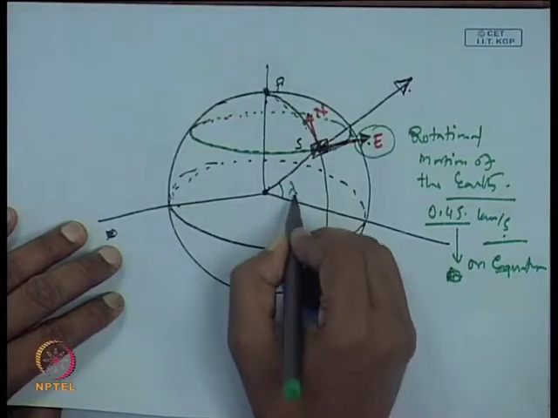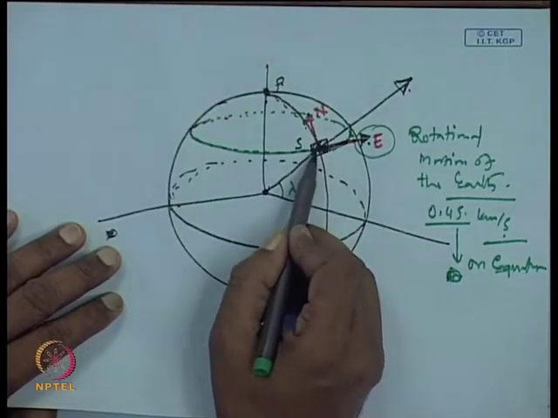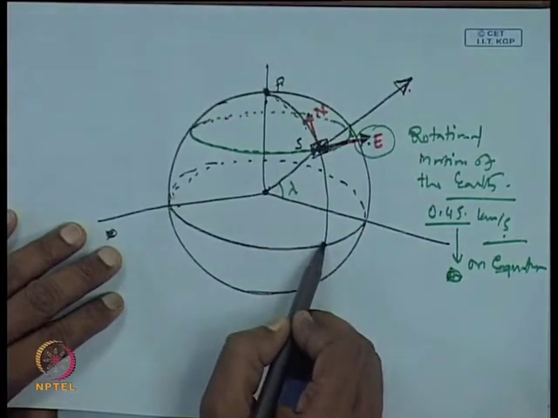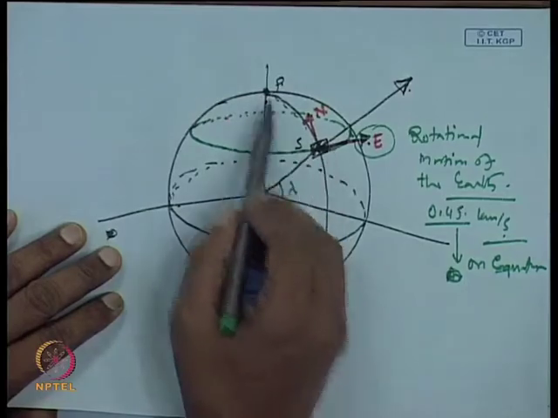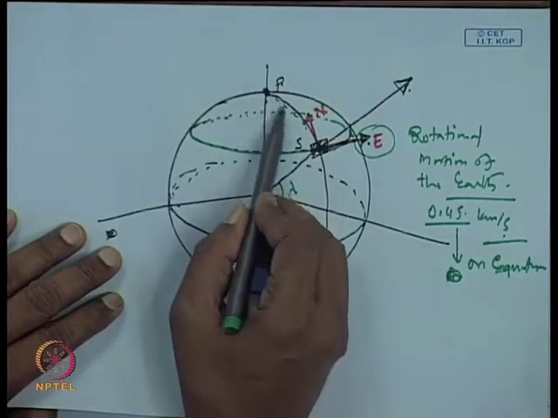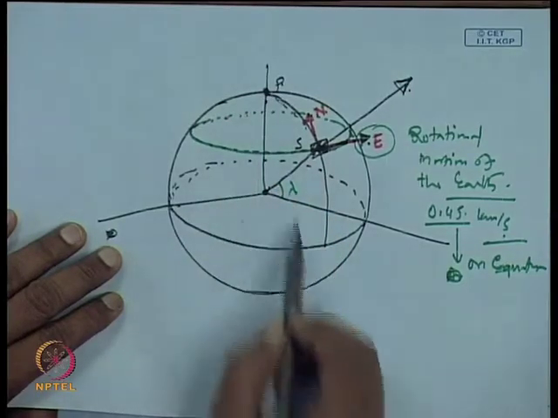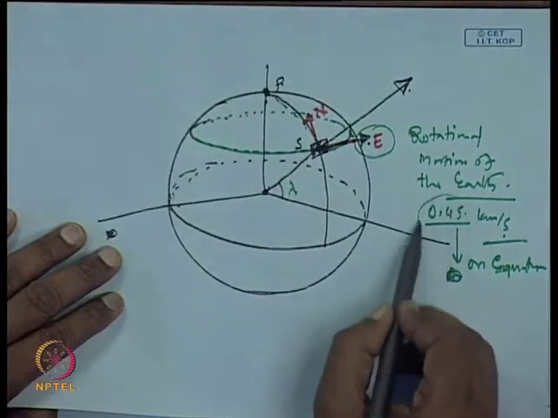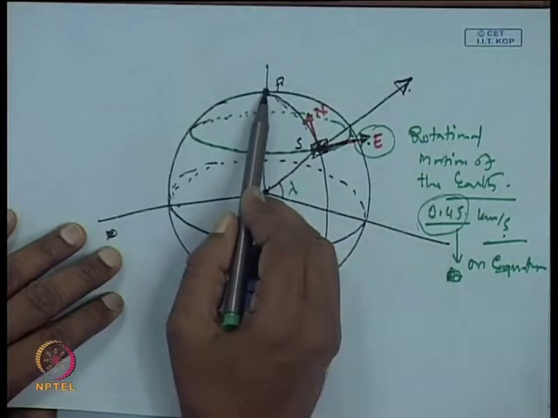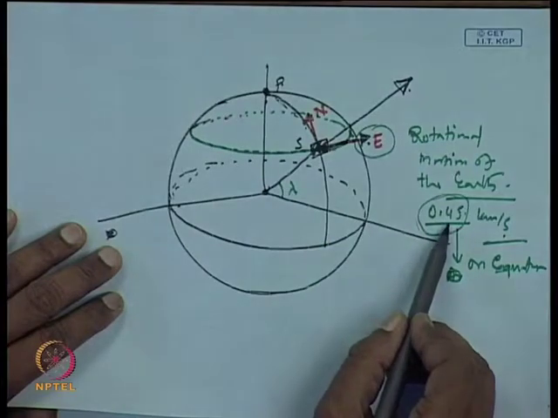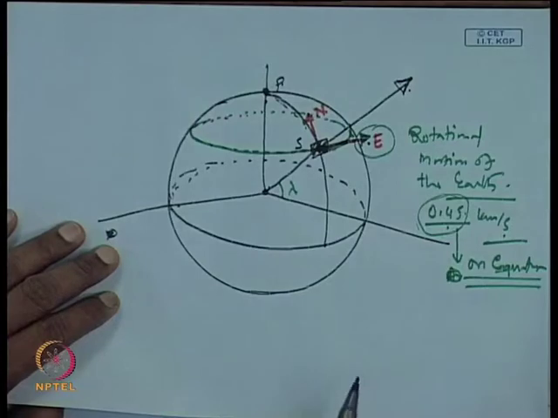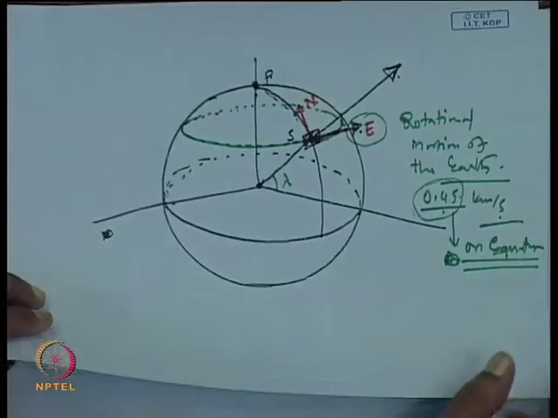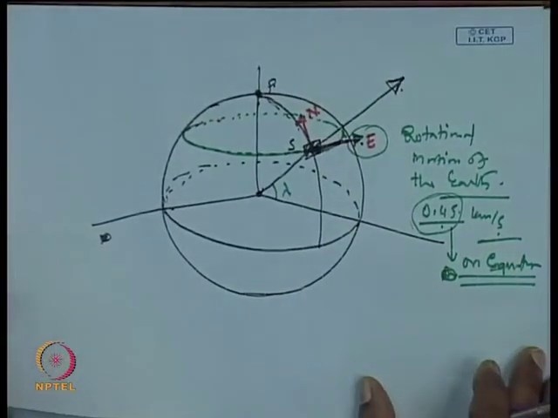If you have a latitude present here, this value will differ as you go toward the pole. At the pole you can see that there is no velocity present. As you go away from the equator, this will keep going down, and exactly at the pole this will be equal to 0. This value I have written here is for the equator. It is not the exact value, but approximately this is correct.